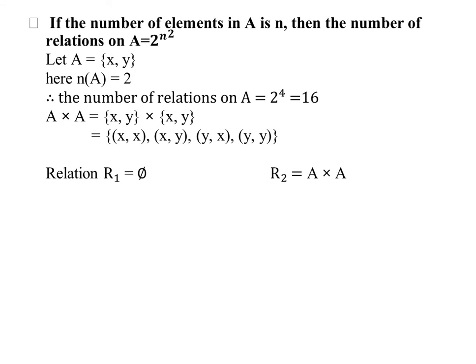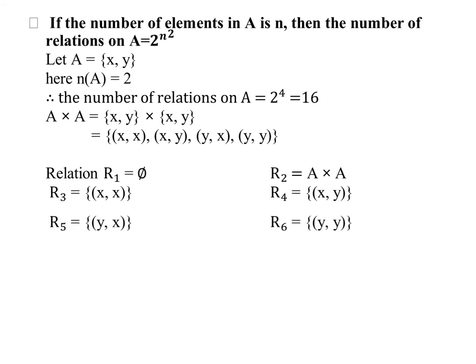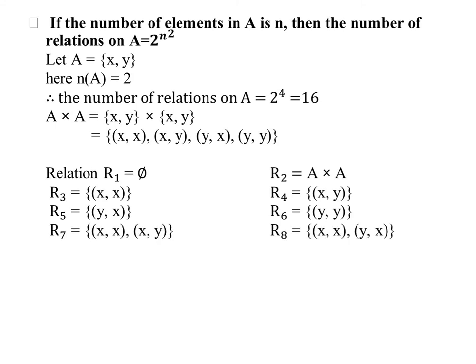R2 is A cross A, which is always a subset of A cross A. Next, R3 is xx, a subset of A cross A. R4 is the ordered pair xy, a subset of A cross A. Next, R5 is equal to yx, a subset of A cross A. R6 is equal to yy, a subset of A cross A. R7 is equal to xx, xy. R7 is a subset of A cross A.